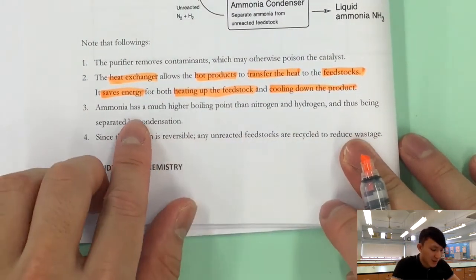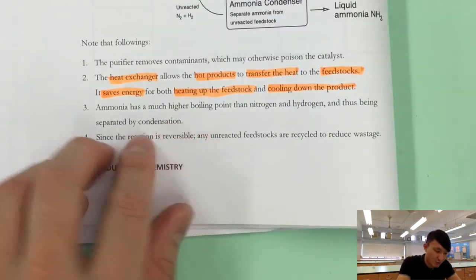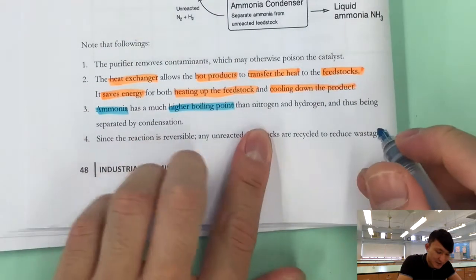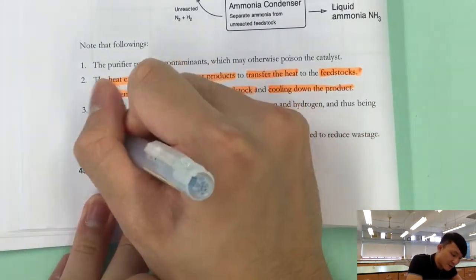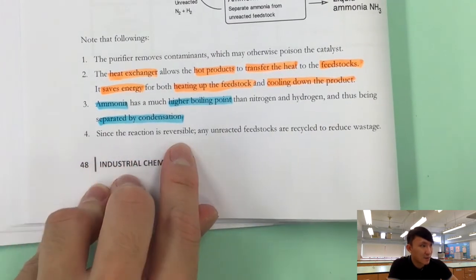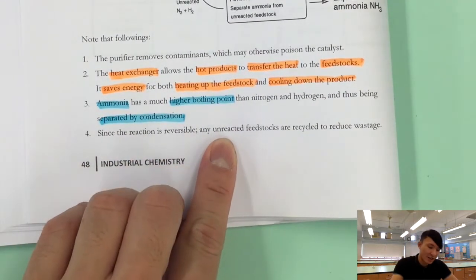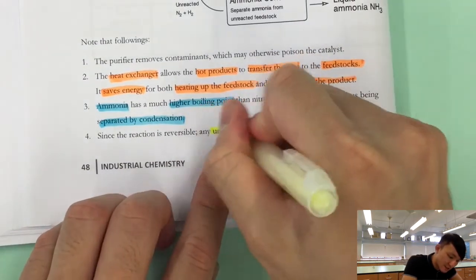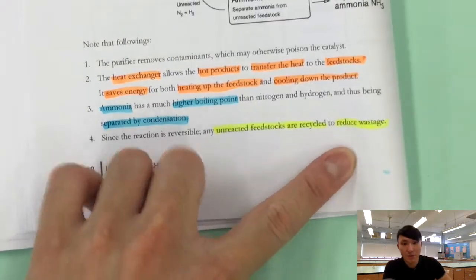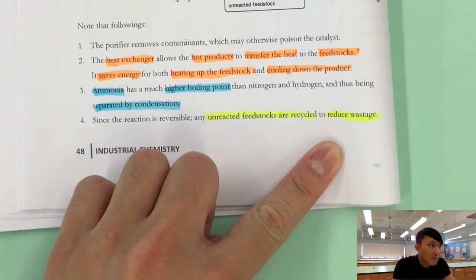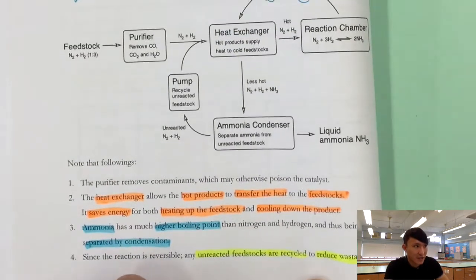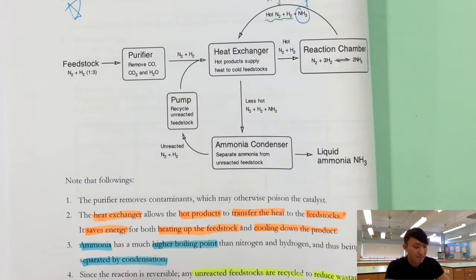And down here, ammonia has a much higher boiling point. Again, something important here. Ammonia has a much higher boiling point. Therefore, it can be separated by condensation. Also, since the reaction is reversible, any unreacted reagent will be recycled to reduce wastage and also boost the percentage yield. Okay? So these are all the important things about the Haber process that you need to know.